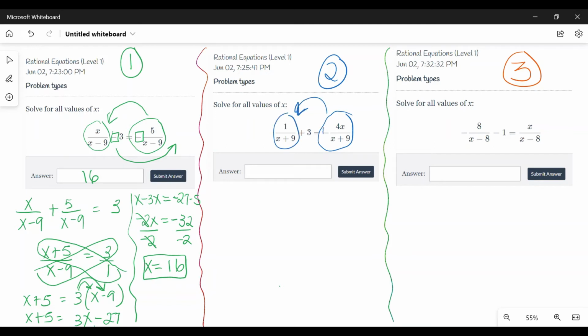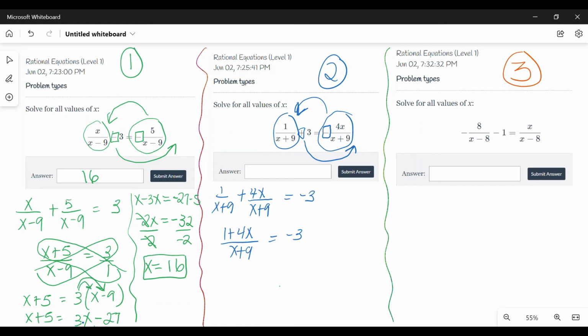Alright, and when I bring this over, it will change from a negative to a positive. And then I'm going to bring this constant 3 over to the right hand side, and this positive will become negative. Therefore, it will look like 1 over... On the left hand side, both of our rational terms have the same denominator, therefore we can add our numerators. So this will become 1 plus 4x over x plus 9.